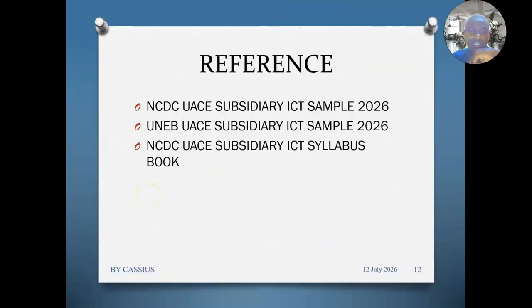This work was generated from the NCDC USC subsidiary ICT samples that were released around May 2025, and also the subsidiary samples for UNEB that have been released in this June, July, plus the NCDC UACT syllabus for 2025 and above.